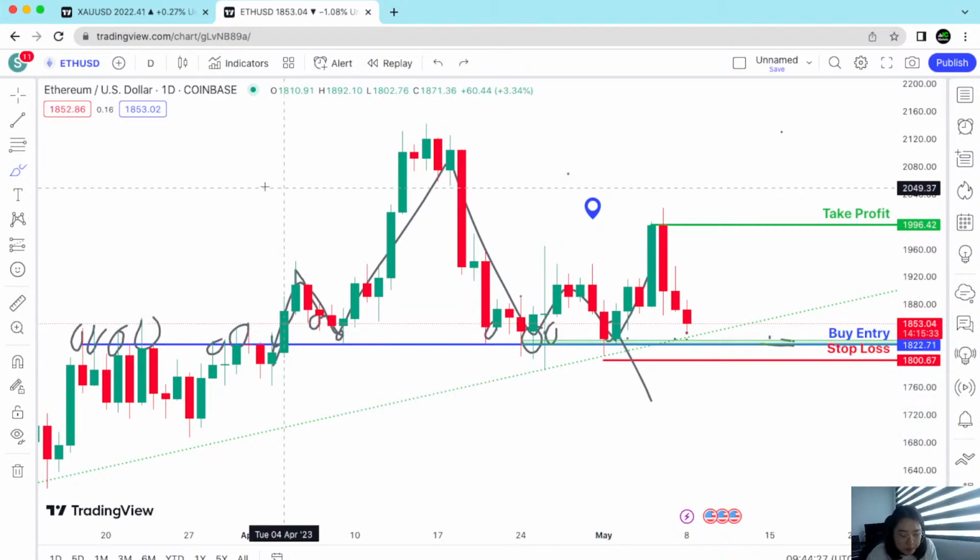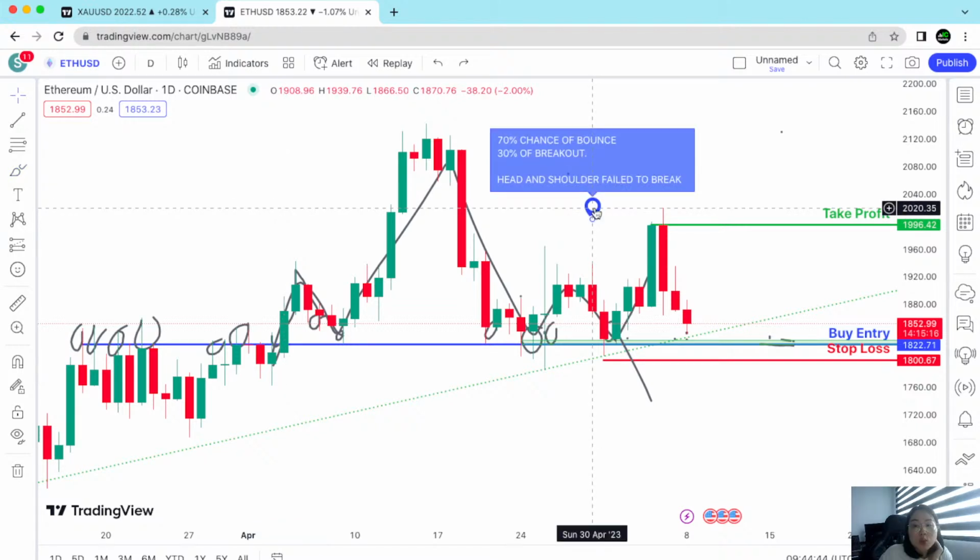I'm going to get rid of Ethereum now. We're going to go to something else. This is just my 2 cents on Ethereum. Please obviously do your own analysis. Do not jump into this trade unless you truly believe in it.